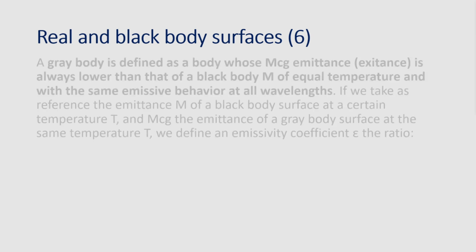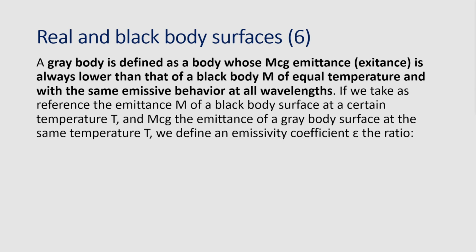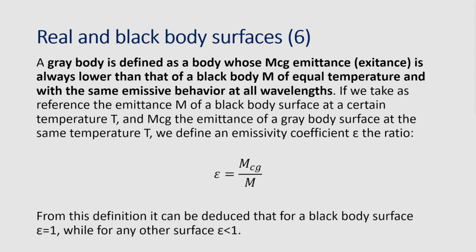Real and black body surfaces. 6. A gray body is defined as a body whose emittance, excitance, M_cg, is always lower than that of a black body M of equal temperature and with the same emissive behavior at all wavelengths. If we take as reference the emittance M of a black body surface at a certain temperature T, and M_cg the emittance of a gray body surface at the same temperature T, we define an emissivity coefficient epsilon, the ratio. From this definition it can be deduced that for a black body surface, epsilon equals 1, while for any other surface epsilon is less than 1.